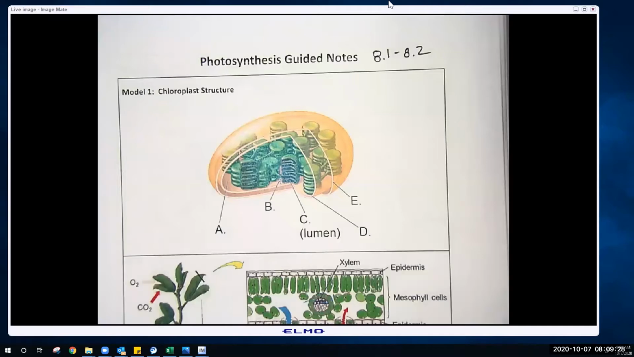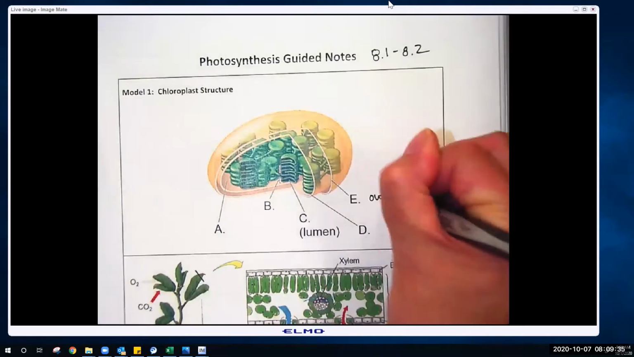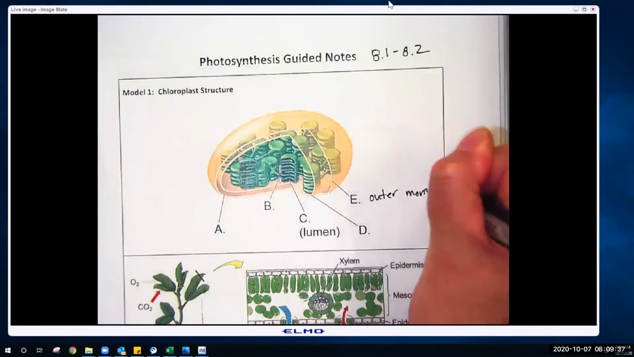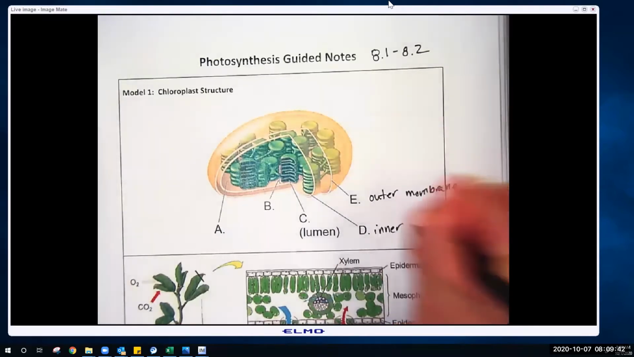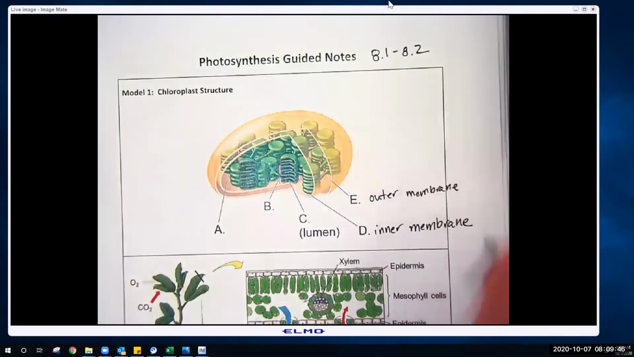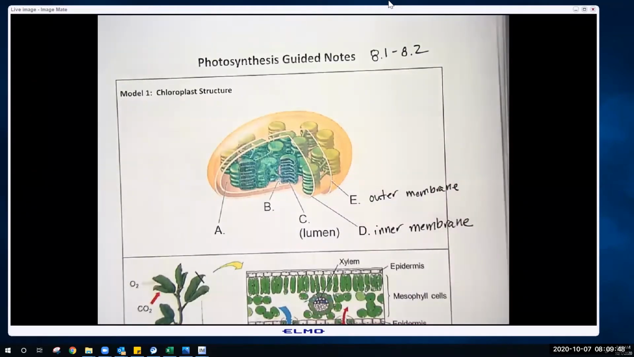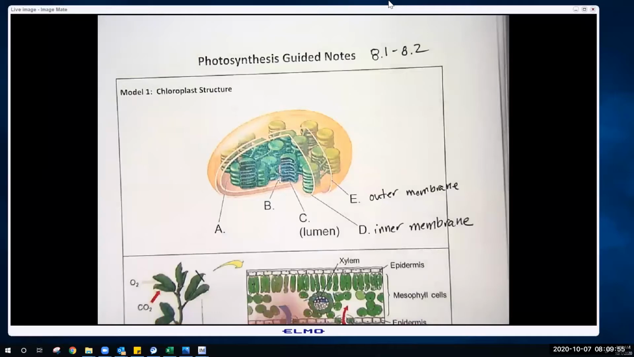But things that we had talked about before, there's two membranes of the chloroplast. There's this outer membrane, and there's the inner membrane. And that's one piece of evidence that supports endosymbiont theory, the theory that plants and chloroplasts specifically evolved from ancient prokaryotic photosynthetic organisms similar to the current cyanobacteria.